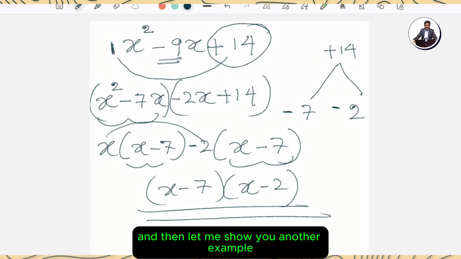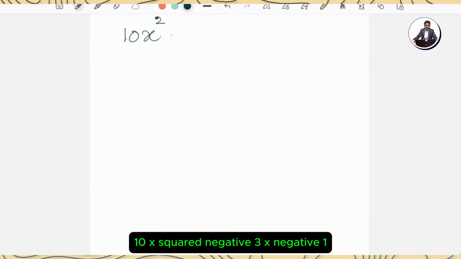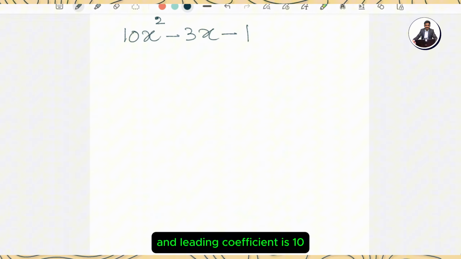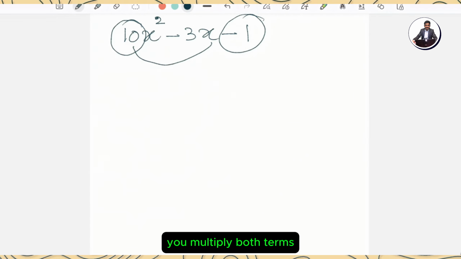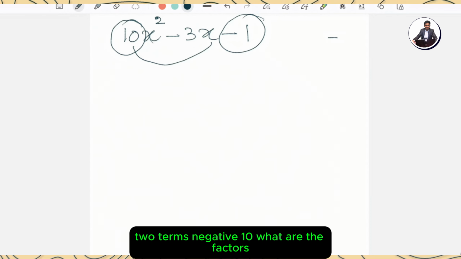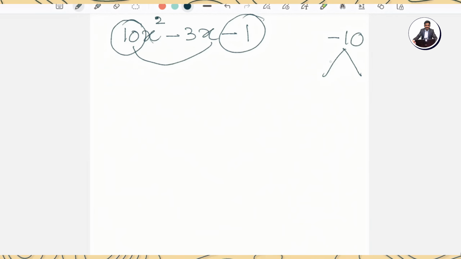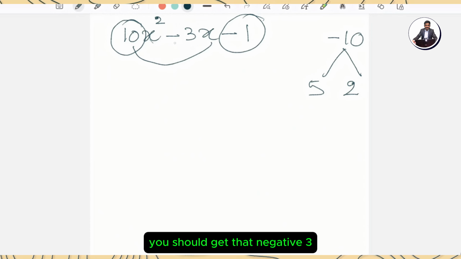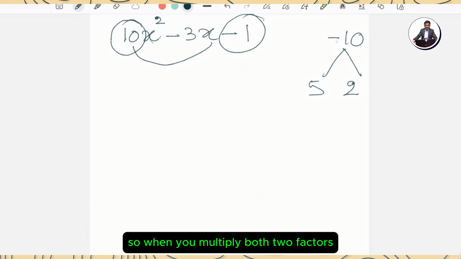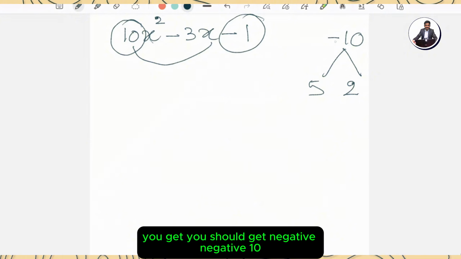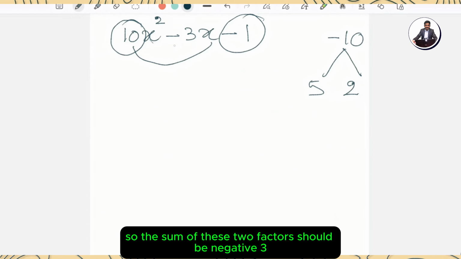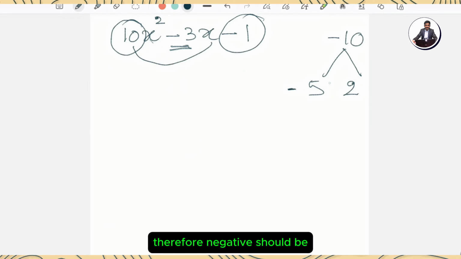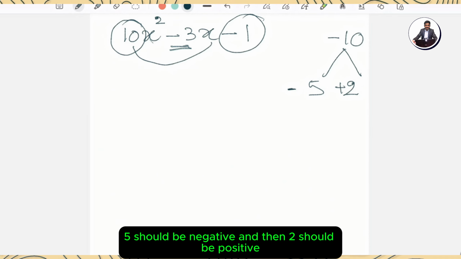And then let me show you another example. 10x squared, negative 3x, negative 1. The leading coefficient is 10 and our constant is negative 1. You multiply the two terms, negative 10. What are the factors? 5 and 2. You should get negative 3. When you multiply the two factors, you should get negative 10, so one should be negative and one should be positive. The sum of these two factors should be negative 3. Therefore, 5 should be negative and 2 should be positive.